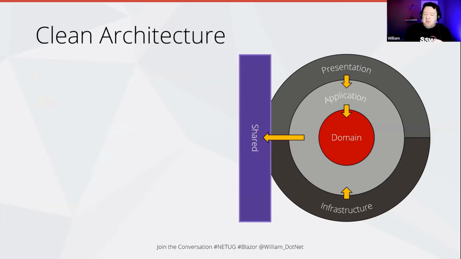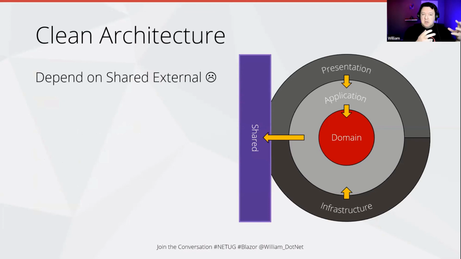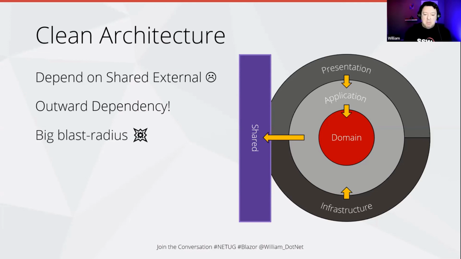So some people might try and add the shared library as a dependency into the application, but that's a bit of a problem because now our application is depending on something external. That breaks one of the rules of clean architecture. We don't want our application depending on something external, because if that changes, our application has to change, and that's definitely not desirable. We have an output dependency, so we see one of the arrows is pointing the wrong way, and if something changes, we have a fairly big blast radius. And if you try to deal with all of this, you're going to end up having spaghetti code all over the place. It's not going to be nice to deal with.